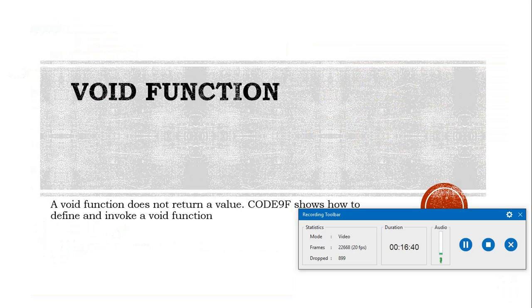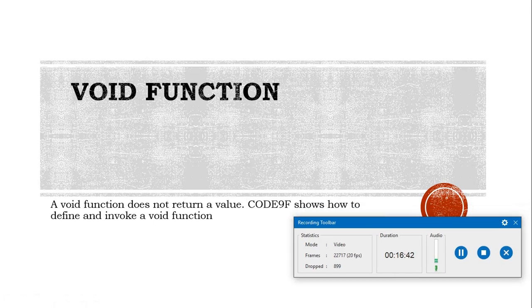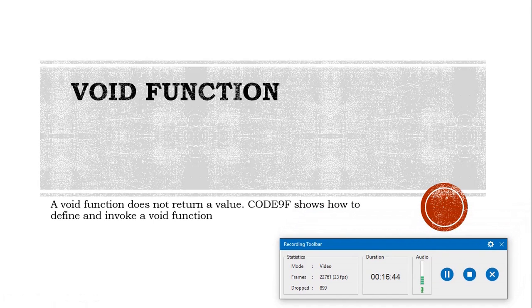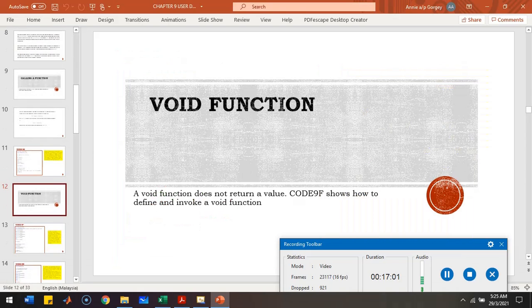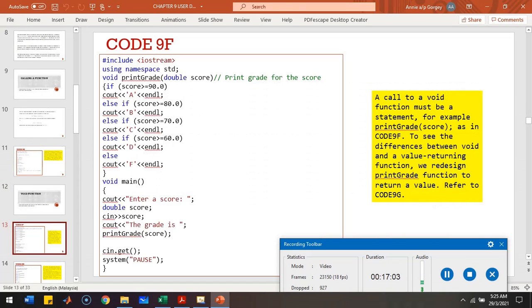Now, what is a void function? A void function does not return a value. Code 9f shows how to define and invoke a void function. Let's do it. We want to show how we can define a function in code 9f.